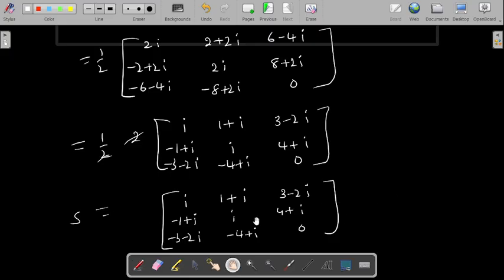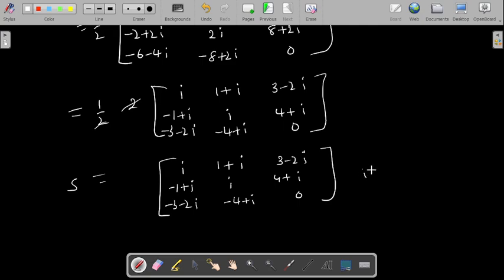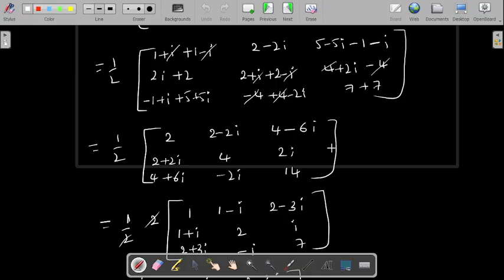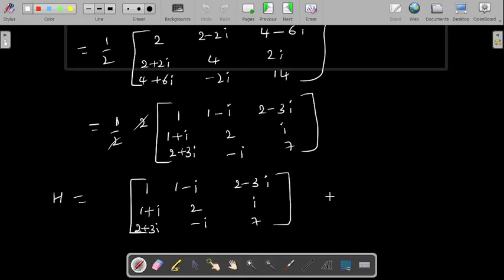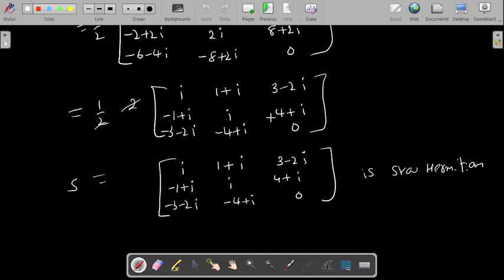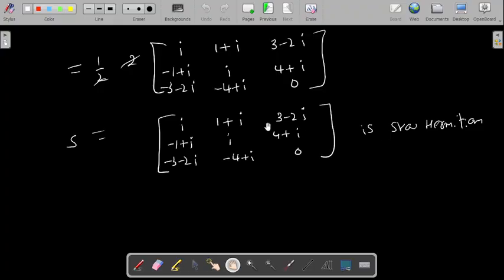It is automatically a skew Hermitian, no need of checking. When you check, it is automatically skew Hermitian. So this is a Hermitian and this is a skew Hermitian. So whenever you are asked to express as a sum, you have to find H and S. Therefore, A, the given matrix, equals Hermitian plus skew Hermitian, A equal to H plus S.